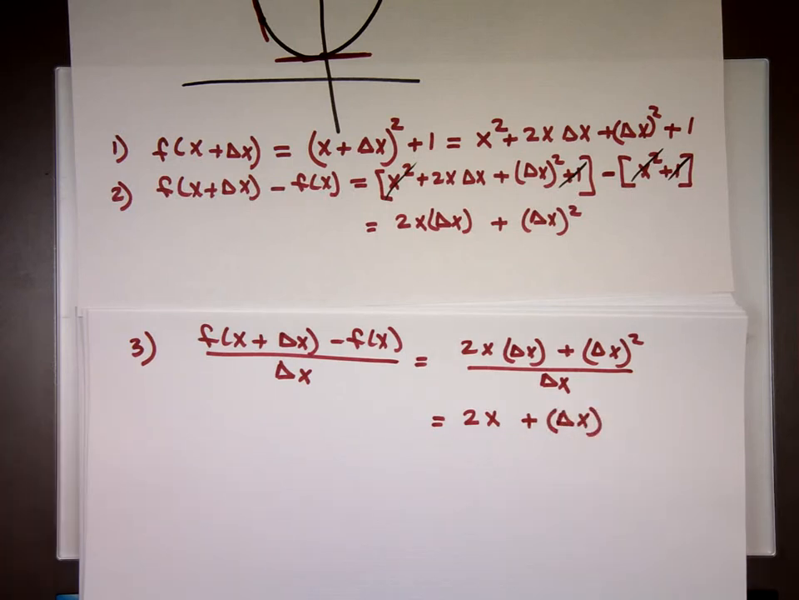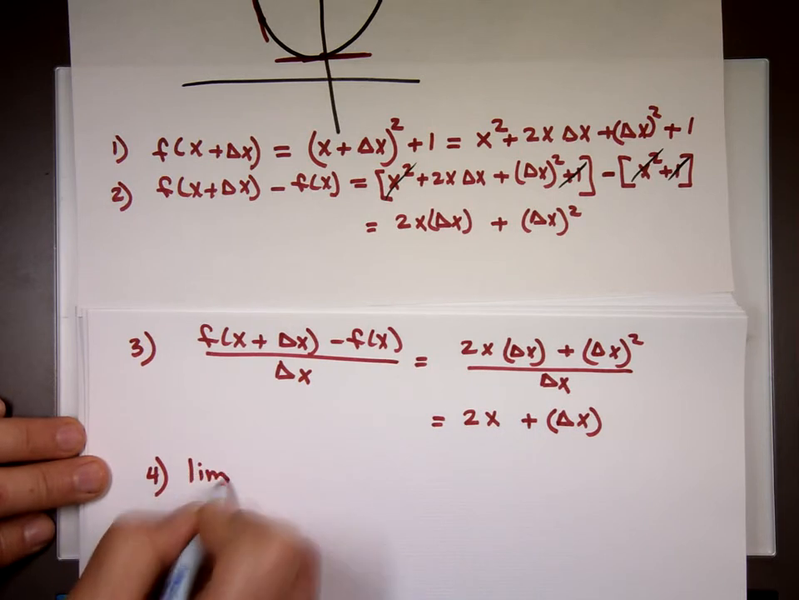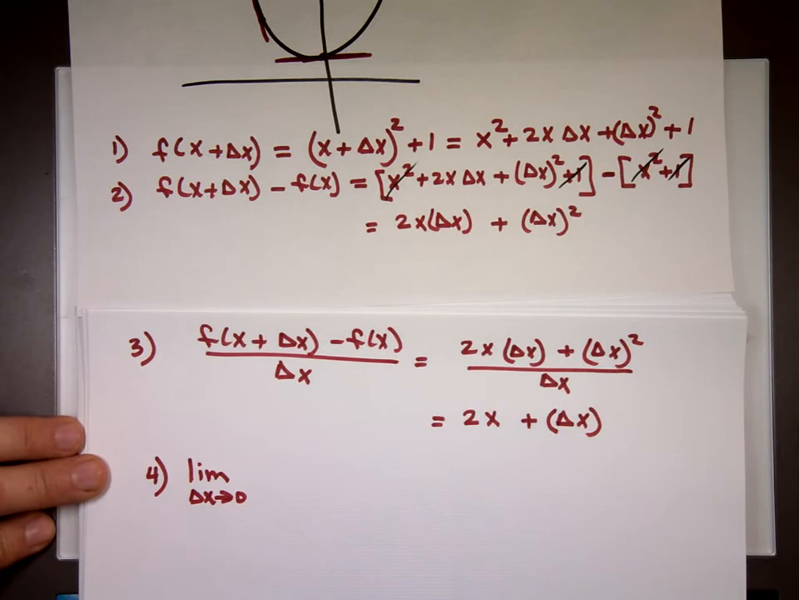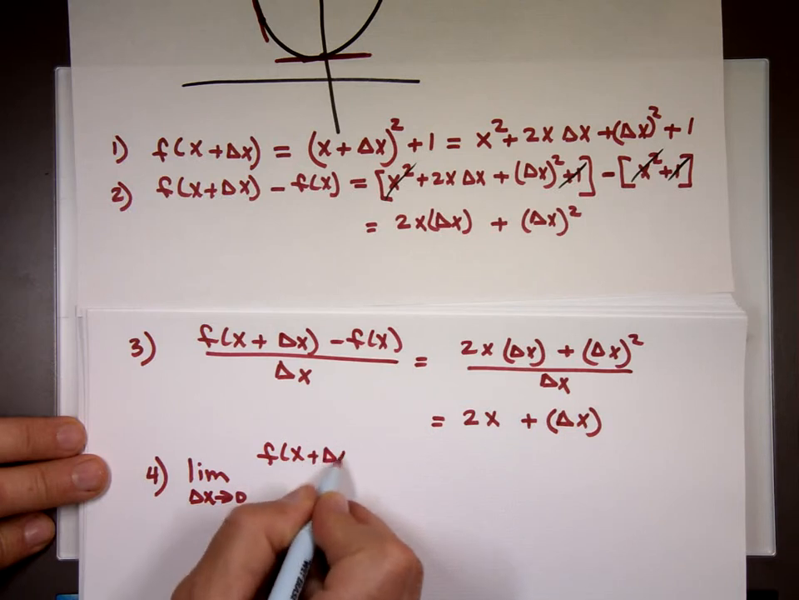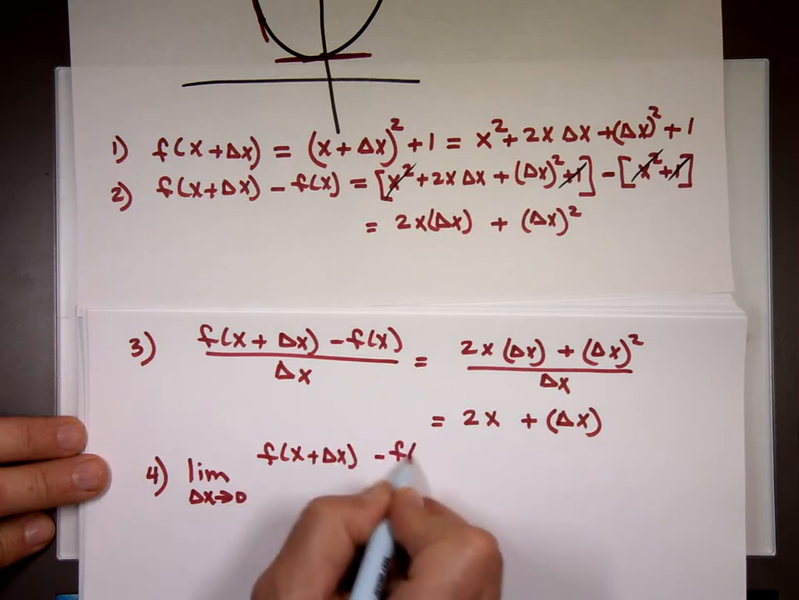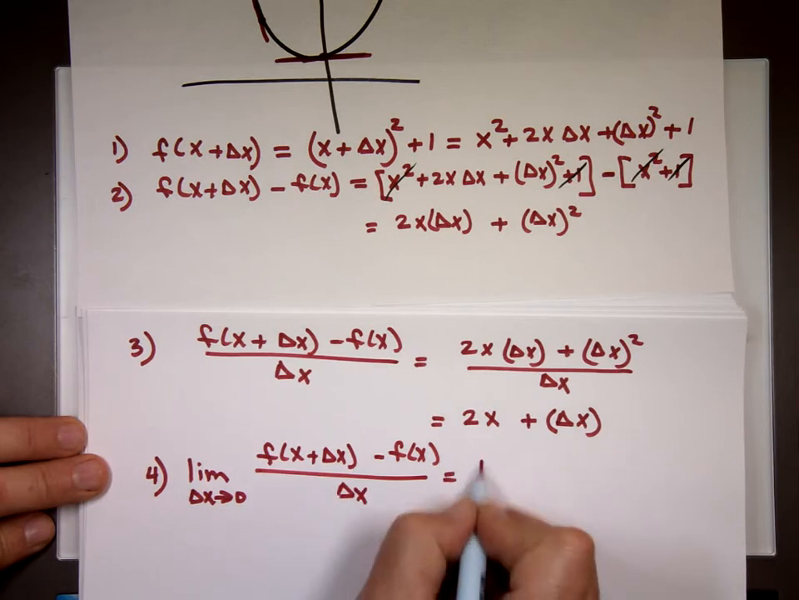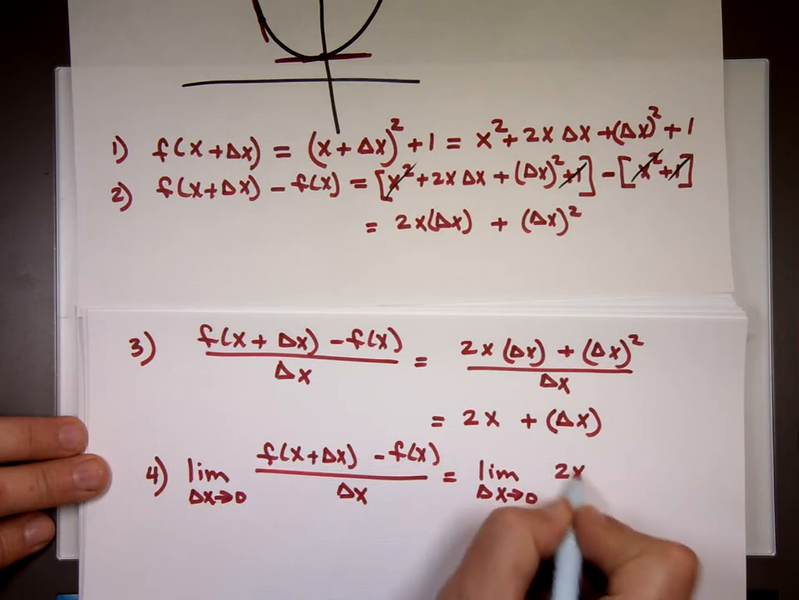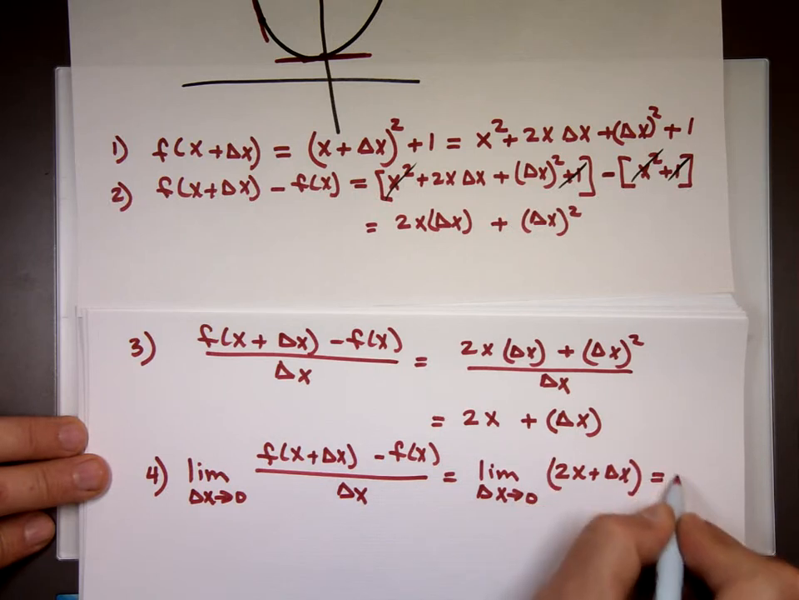And what's step number 4? Take the limit as delta x approaches 0 of f of x plus delta x minus f of x divided by delta x. That'll be the limit as delta x approaches 0 of 2x plus delta x. Now replace delta x with 0, and what do you have? 2x.